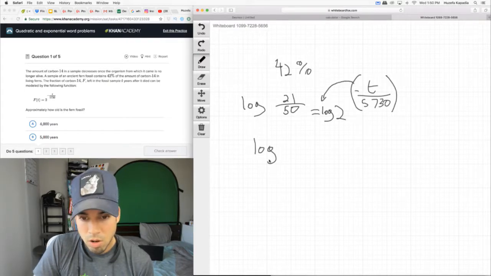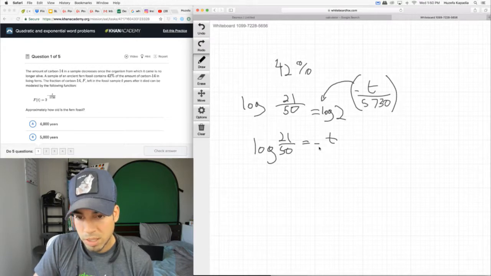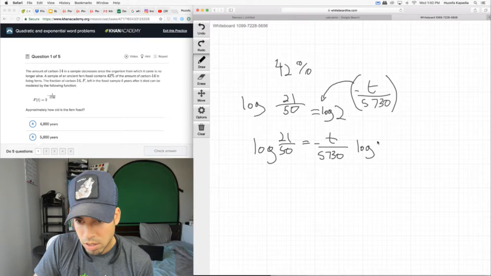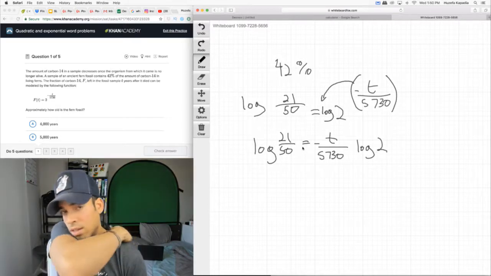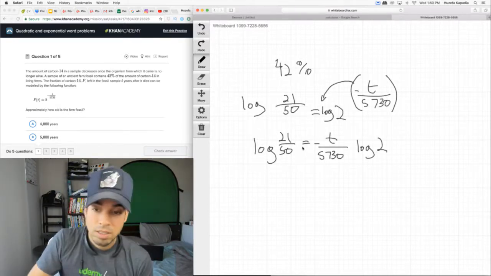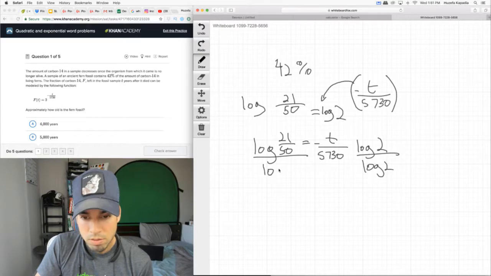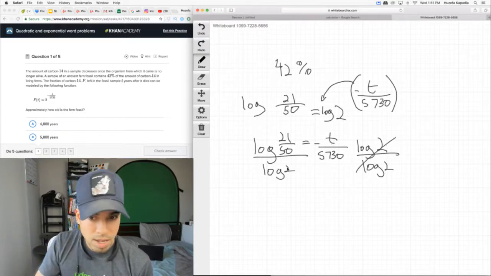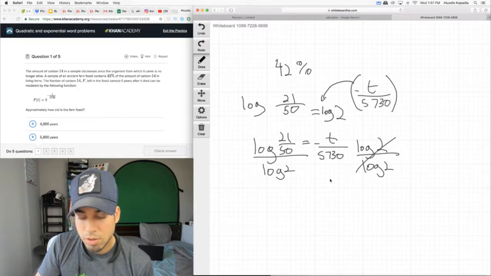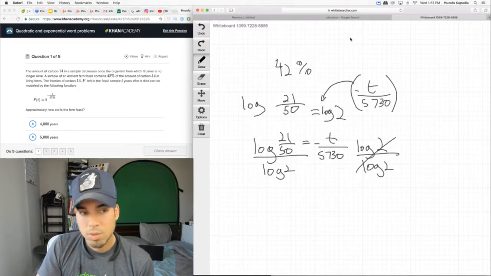So it becomes log of 21 over 50 equals, this is just basic logarithm rules, we can bring down the exponent like this, times log of 2. This is log base 10, by the way. We could do log base anything. I'm just doing log base 10 because that's what's on a calculator. And we can divide both sides by log 2. And then finally, we'd have to multiply by negative 5730. But before we do that, let's at least calculate what this value is.